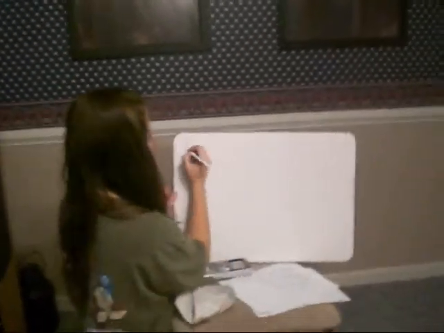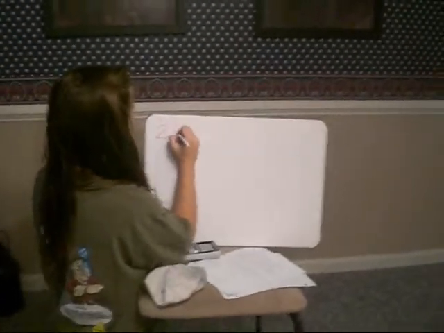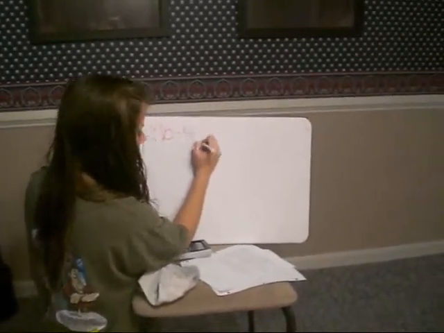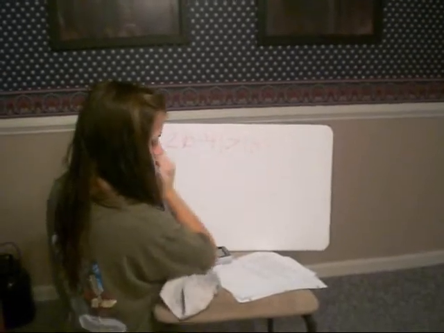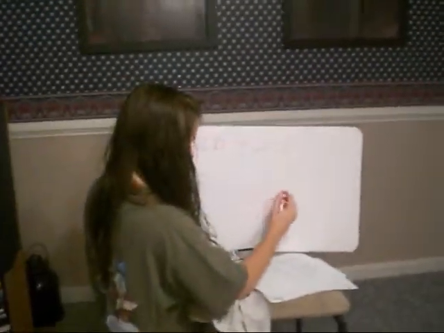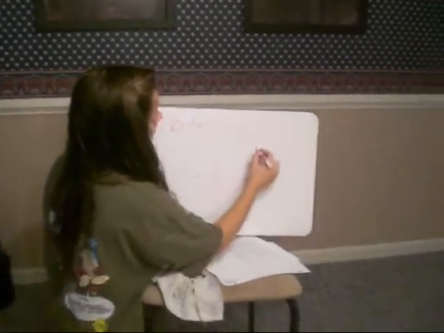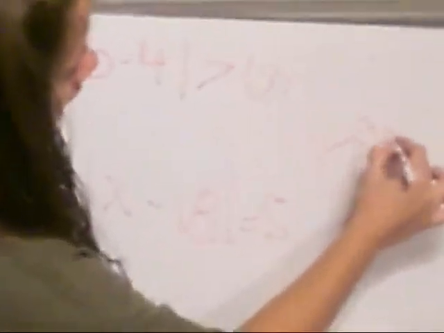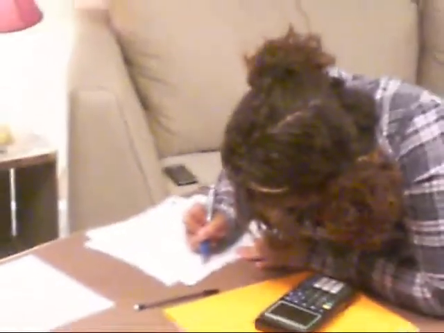First problem is 2b minus 4 is greater than 6. The second problem is 3x minus 18 is equal to 5. And you need to graph both of these. While you do that, I'm going to tell you about where you can use this in a real life situation.